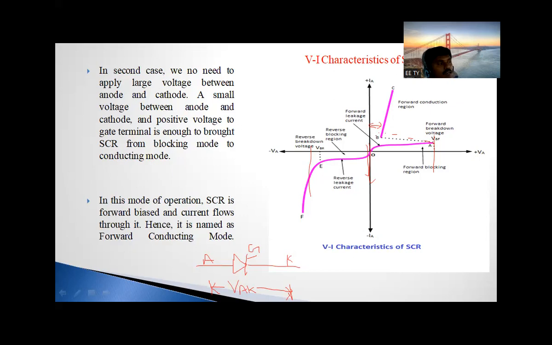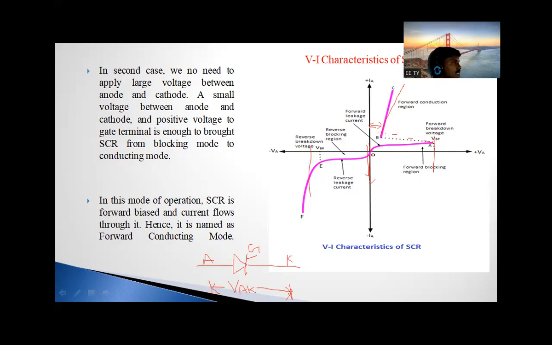Once the thyristor is turned on, what about the current? The current is flowing and it increases. Is it right? When the voltage across it decreases, the current increases.